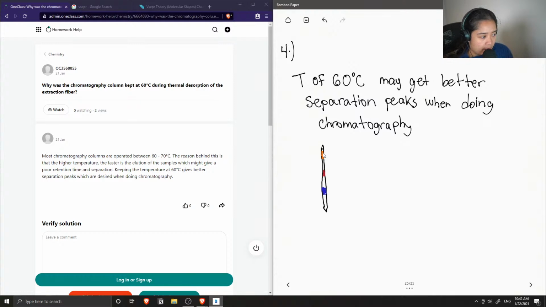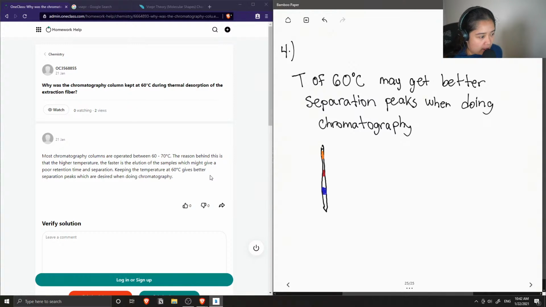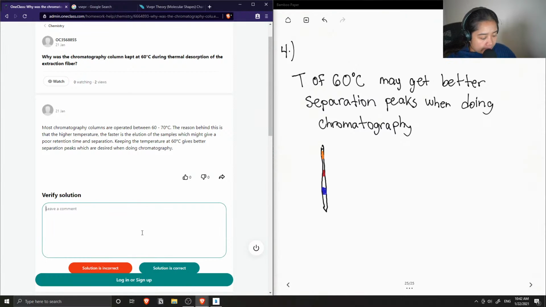So the junior tutor said that most chromatography columns are operated between 60 to 70 degrees Celsius. The reason behind this is that the higher the temperature, the faster is the elution of the samples, which might give poor retention time and separation. Keeping the temperature at 60 degrees gives better separation peaks, which are desired when doing chromatography. Yep, so this solution is correct. So not only does a higher temperature separate your peaks, but it can also make the reaction go a little faster.